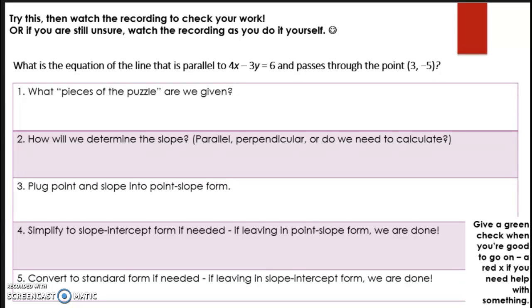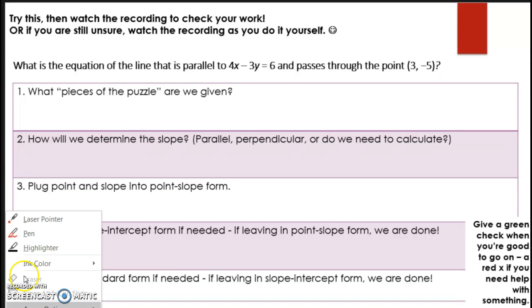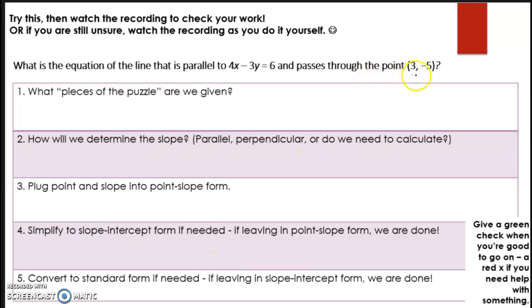Here we have another instance of being given some information and needing to write the equation of a specific line. We need the equation of a line that is parallel to 4x minus 3y equals 6, but passes through the point (3, -5). So the pieces of the puzzle we're given are an equation and a point.